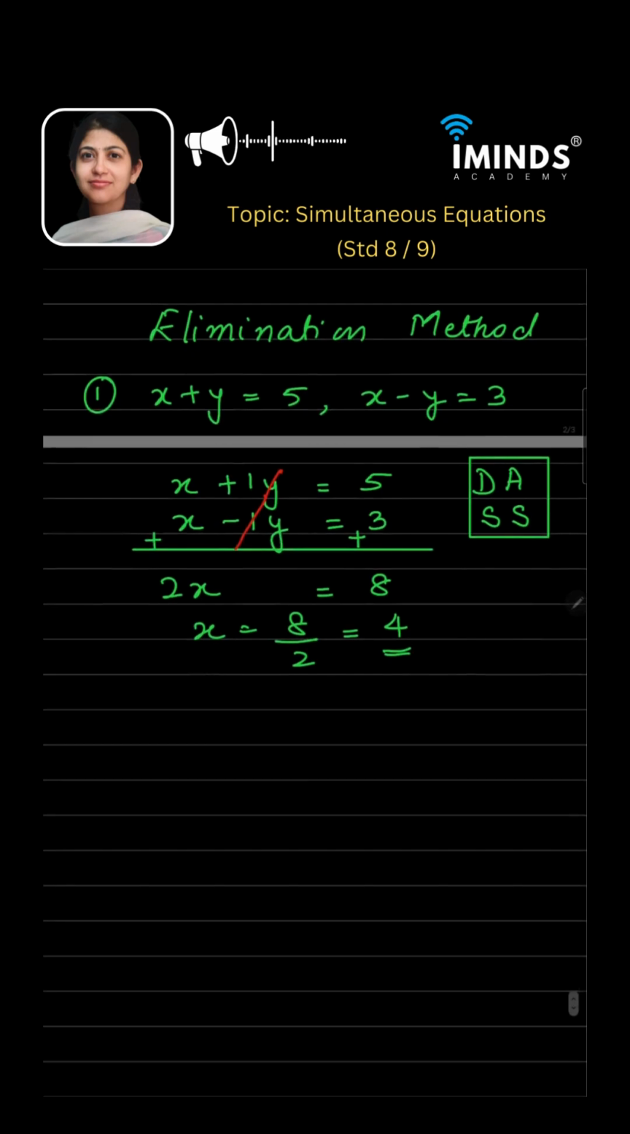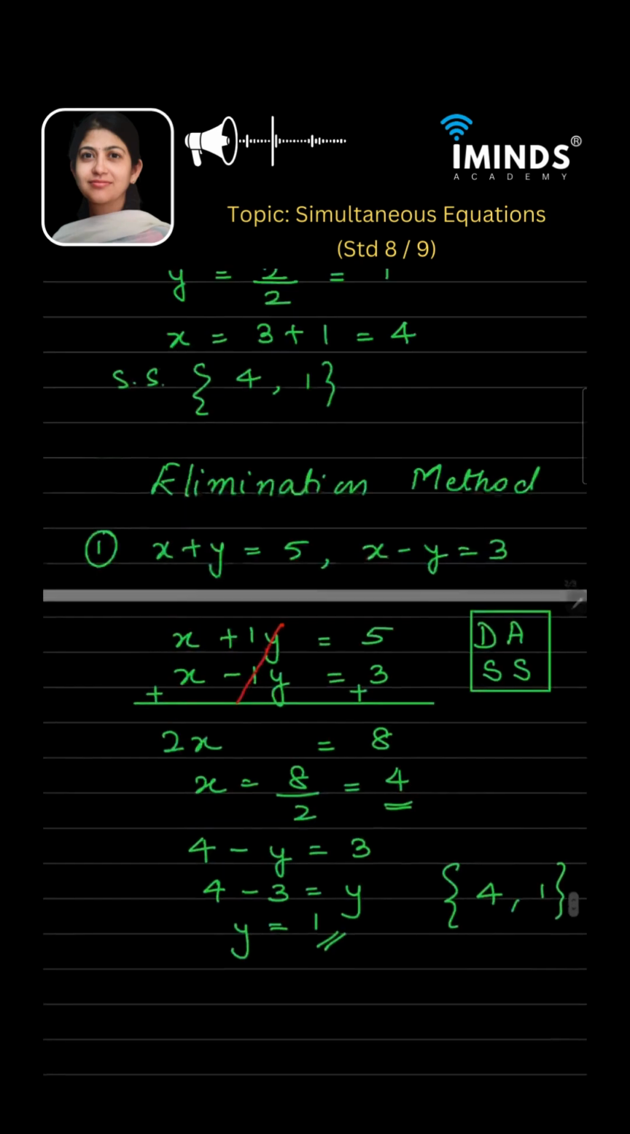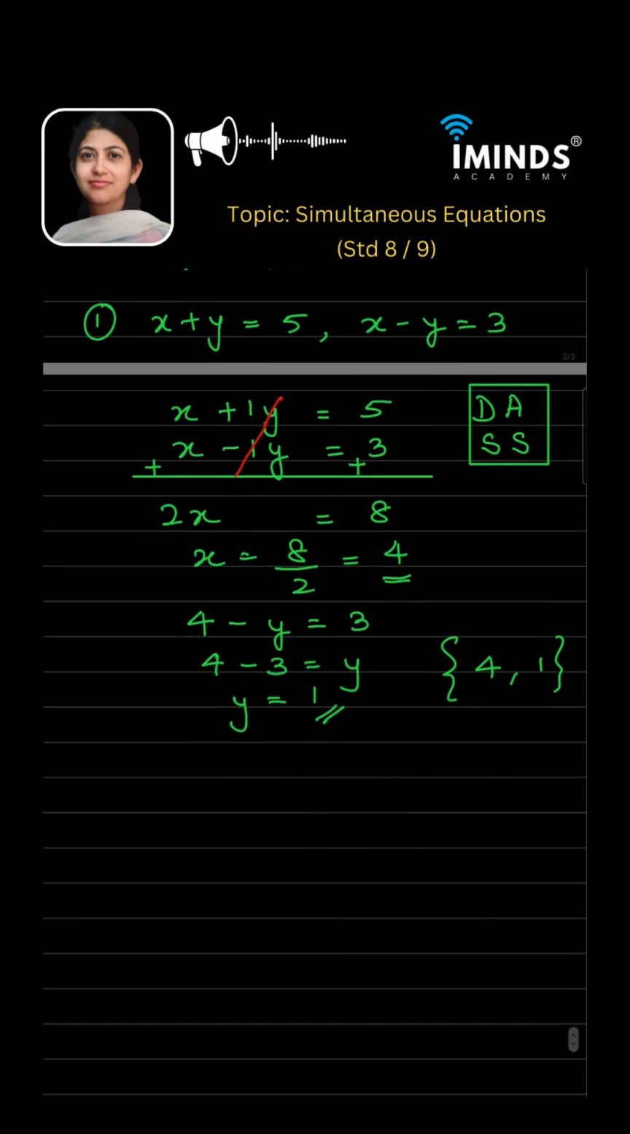Correct? So we got the value of x. Now how will you find y? Same as we did there. You replace 4 in one equation and you will get y from the second equation. So our x is 4, so x minus y is equal to 3. So 4 minus 3 is equal to, y will go on the right hand side, is equal to y. So my y is equal to 1. Correct? So I got the solution set 4 and 1. See, it is the same. So whether we do it by this method or this method, we will get the same answer.